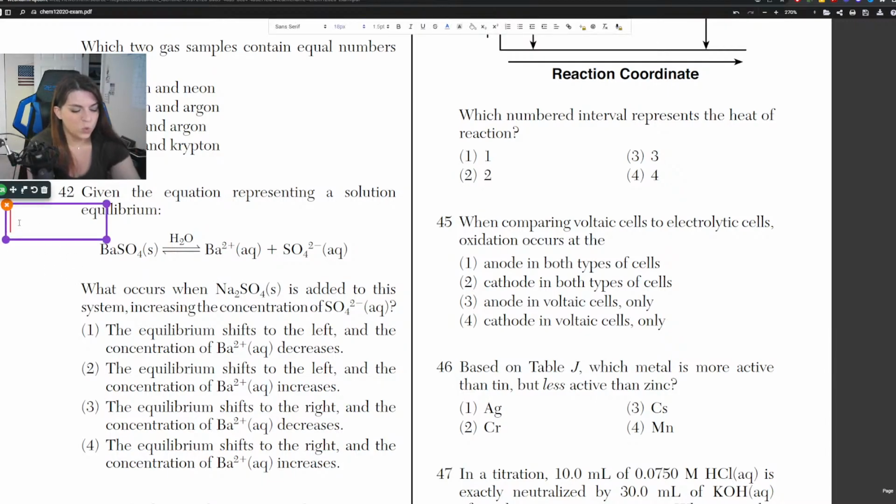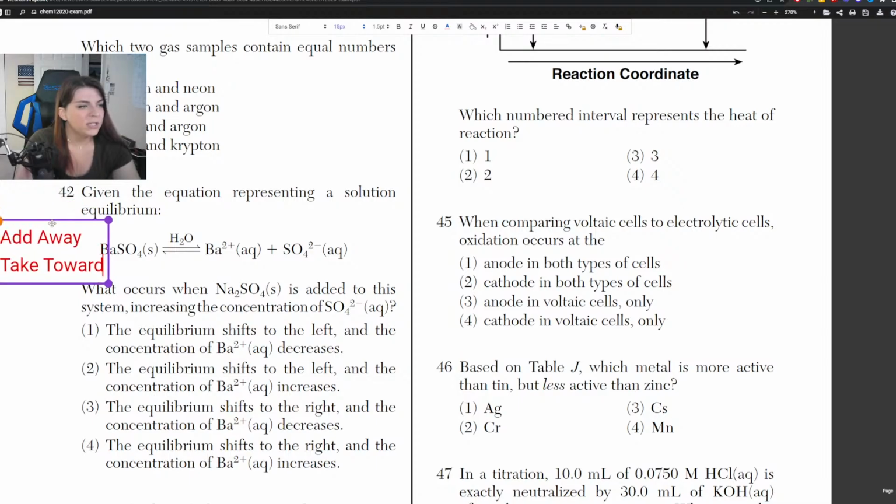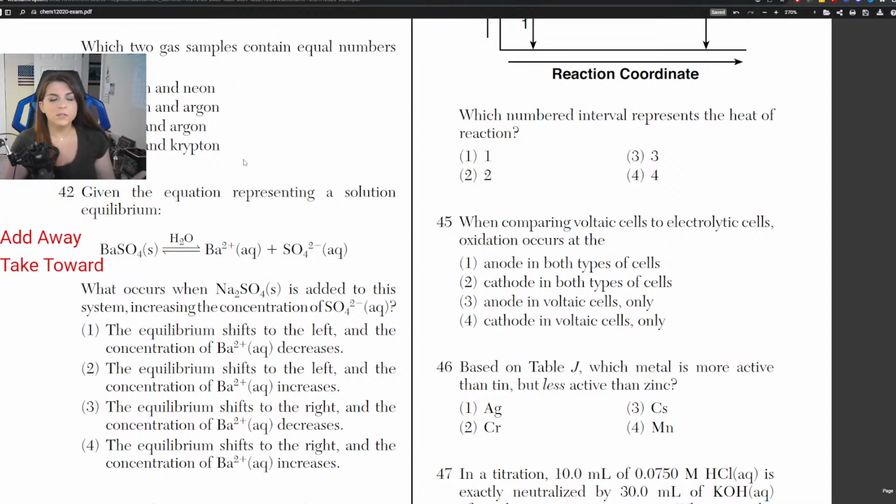And we can follow the rule here: add away, take toward. This will work for Le Chatelier's principle. If you add a bunch of sulfate, which is on the reactant side, I'm sorry, the product side over here, we're increasing the concentration of sulfate, according to this question. So if we add a bunch of product, the reaction goes, ugh, there's a bunch of product here. Break this apart. Let's form some reactants. So in that case, the equilibrium is going to shift away from the sulfate, and it's going to go to the left.